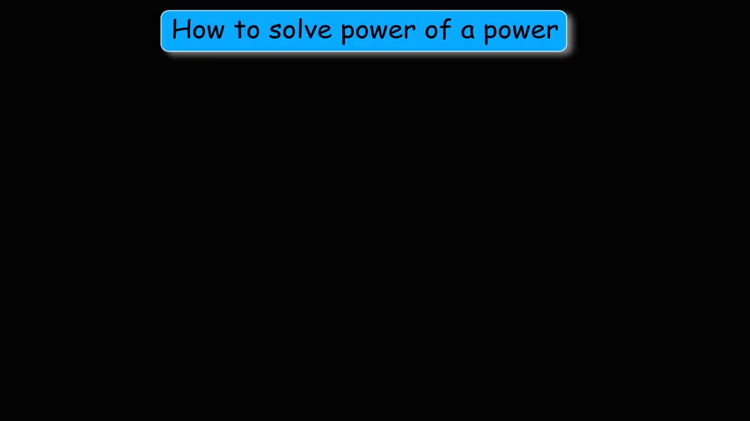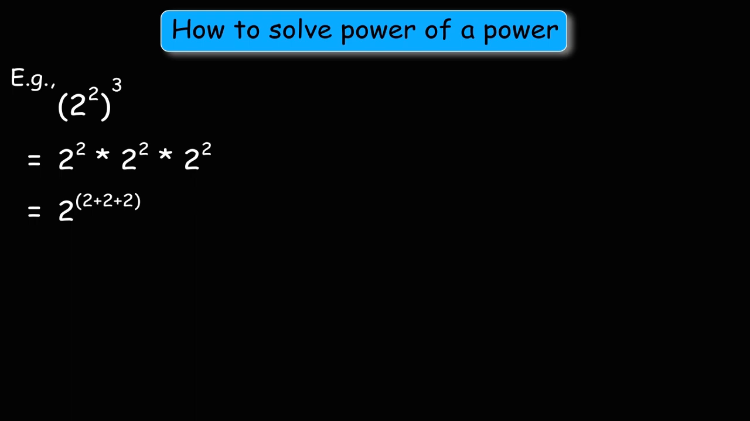Now we'll be learning how to solve the power of a power. 2 to the power of 2 raised to the power of 3. That is 2 to the power of 2, which is then multiplied by itself another 3 times. So 2 to the power of 2 times 2 to the power of 2 times 2 to the power of 2. This will become 2 to the power of 2 plus 2 plus 2, or 2 to the power of 6, which is 2 multiplied by itself 6 times.